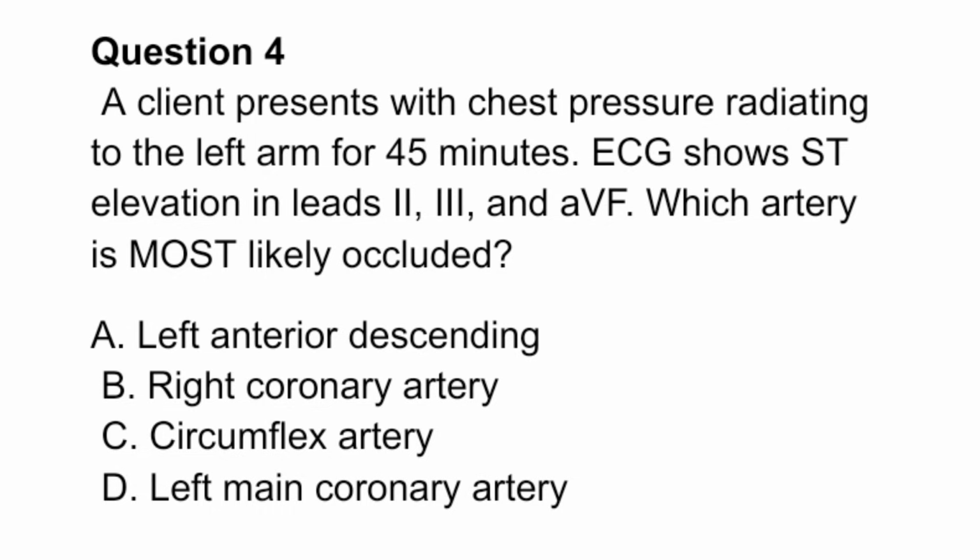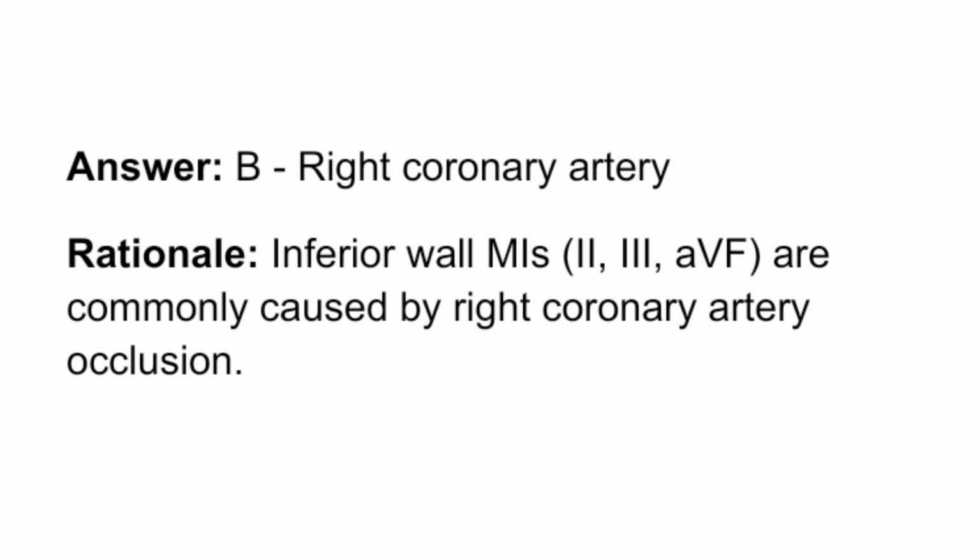Question 4. A client presents with chest pressure radiating to the left arm for 45 minutes. ECG shows ST elevation in leads II, III, and aVF. Which artery is most likely occluded? A. Left anterior descending. B. Right coronary artery. C. Circumflex artery. D. Left main coronary artery. Answer: B. Right coronary artery. Rationale: Inferior wall MIs, II, III, aVF, are commonly caused by right coronary artery occlusion.